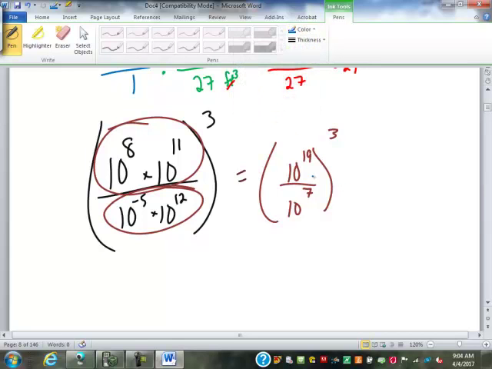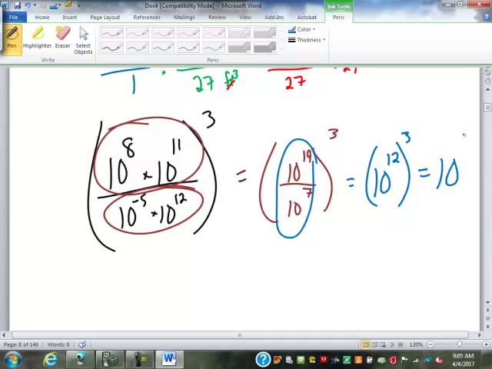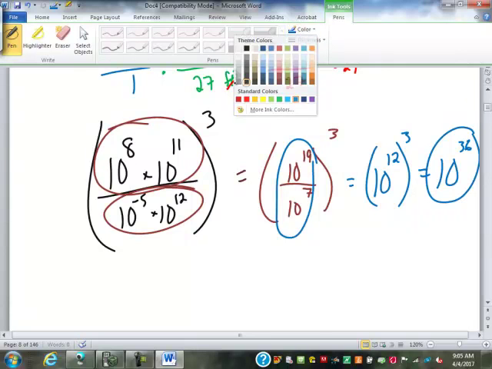And then? You would subtract 10 to the 19th over 10 to the 7th. Okay, so when you divide 10 to the 19th by 10 to the 7th, you subtract the powers when you divide exponents with the same base. So 19 minus 7 is 12, so it's 10 to the 12th to the 3rd power. When you take a power of a power, you multiply the powers. So 12 times 3 is 36.